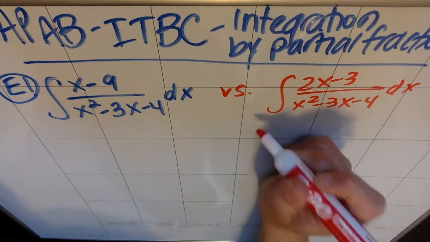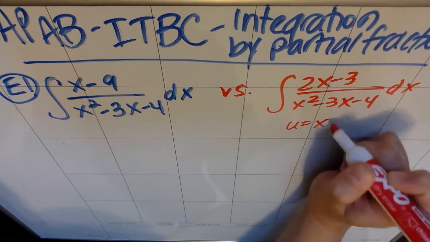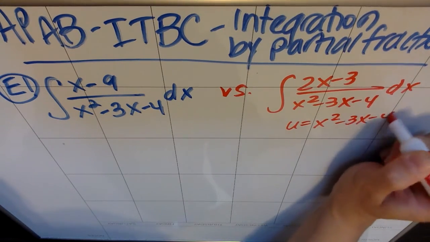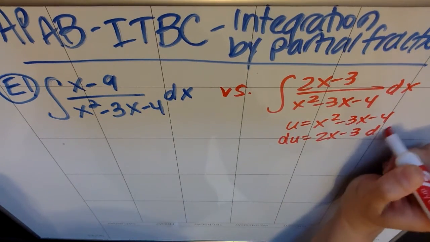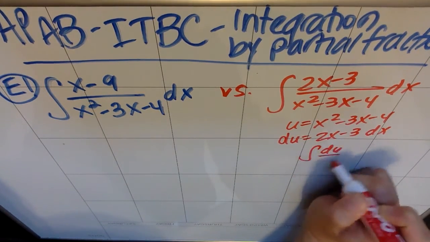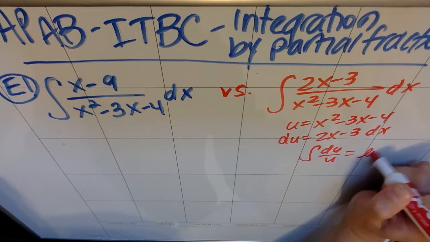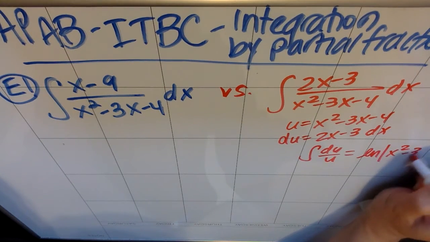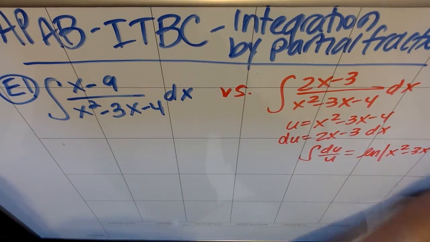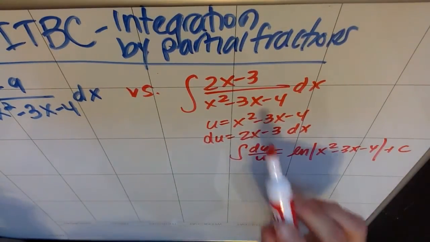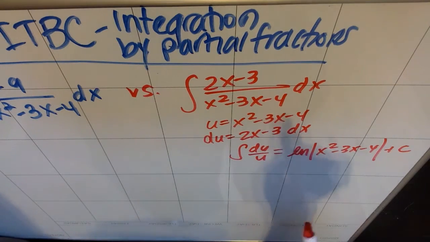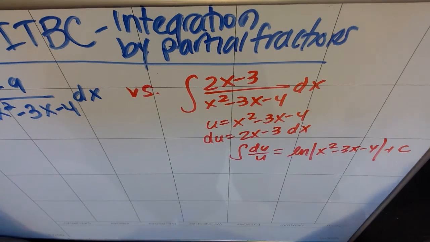So this version in red, which is not the problem I gave you, would absolutely integrate with u-sub. This would be the integral of du over u, and you'd get that this is the natural log of the absolute value of x squared minus 3x minus 4, all plus C. So that's the way you'd see this as an AB topic: you might have a denominator that factors, but it doesn't matter because the numerator conveniently works with u-sub.